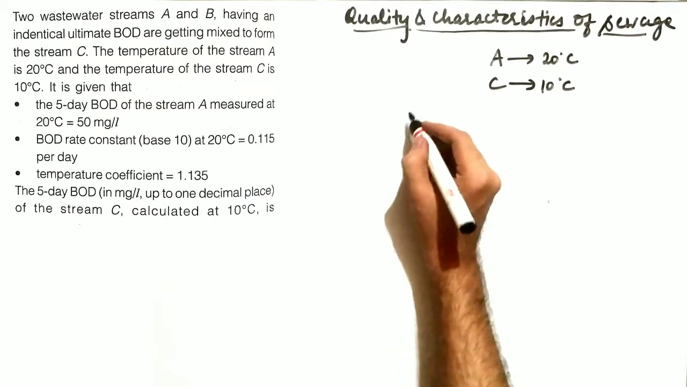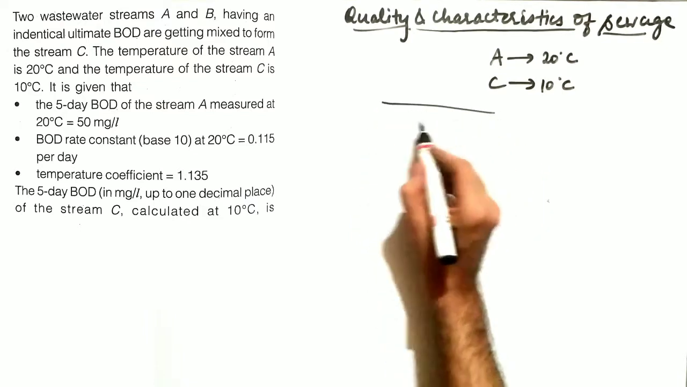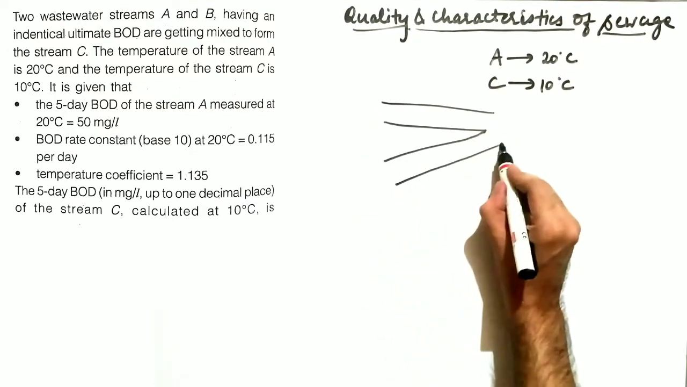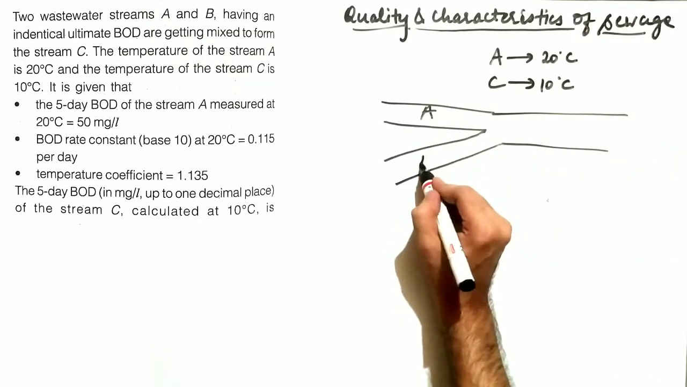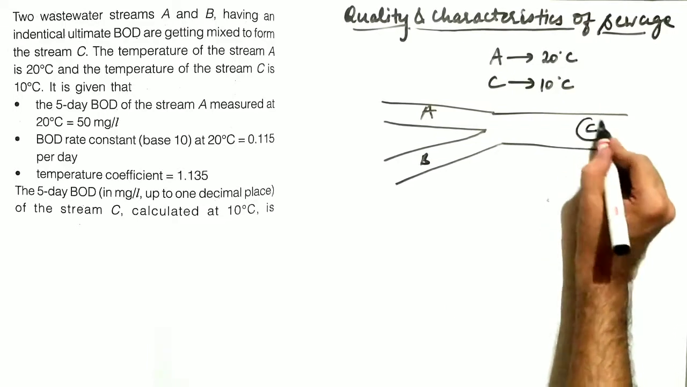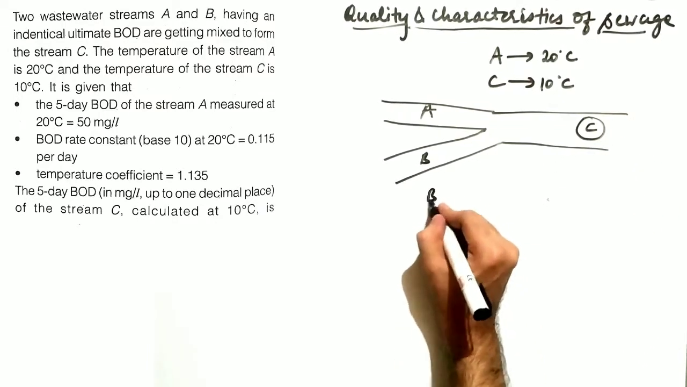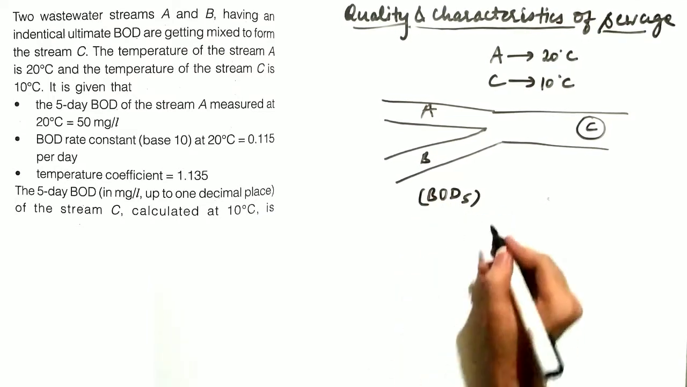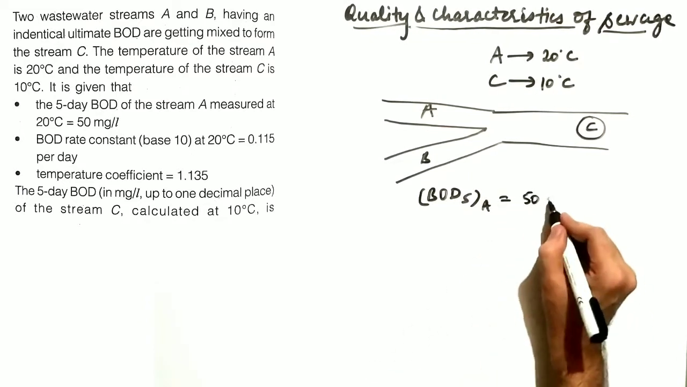Let us first draw the diagram. There are two streams, suppose this is stream A and this is stream B, and they are mixing to form a bigger stream called stream C. This is stream A, this is stream B, and this is your final stream C. Now what is the data given to you? The BOD of day 5 for stream A is given as 50 milligram per liter.